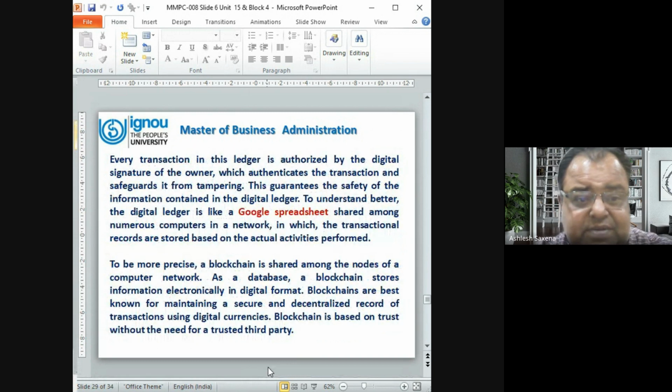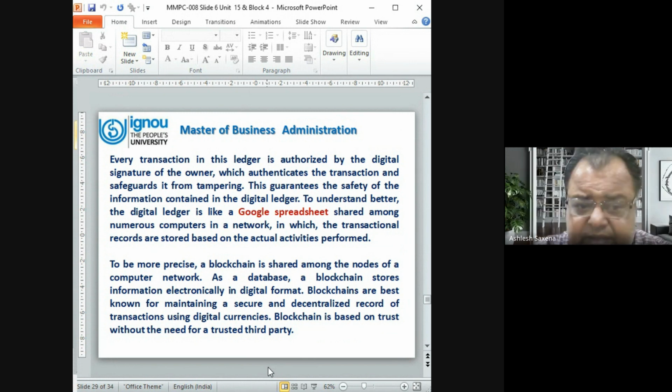Every transaction in this ledger is authorized by the digital signature of the owner, which authenticates the transaction and safeguards it from tampering. This guarantees the safety of the information contained in the digital ledger. To understand better, a digital ledger is like a Google spreadsheet shared among numerous computers in a network, in which the transactional records are stored based on the actual activities performed. To be more precise, a blockchain is shared among the nodes of a computer network.